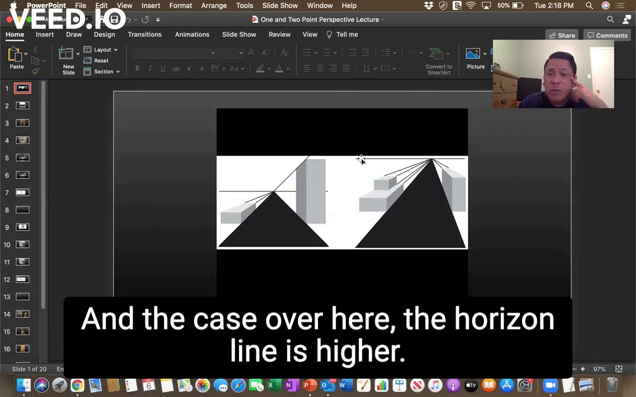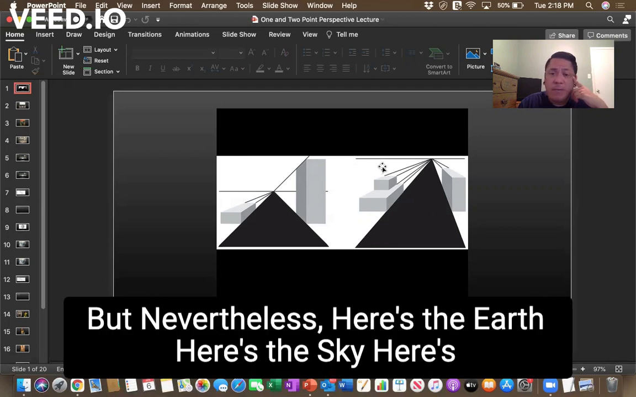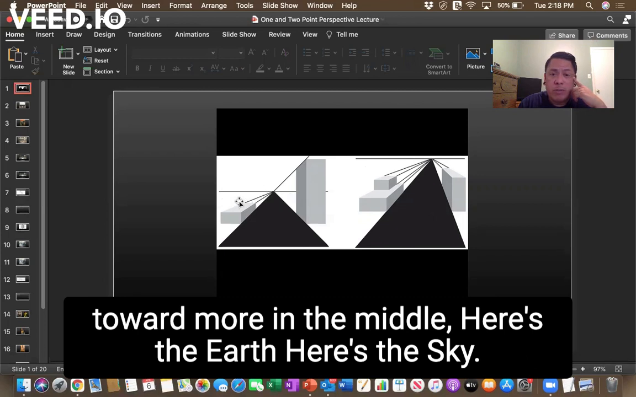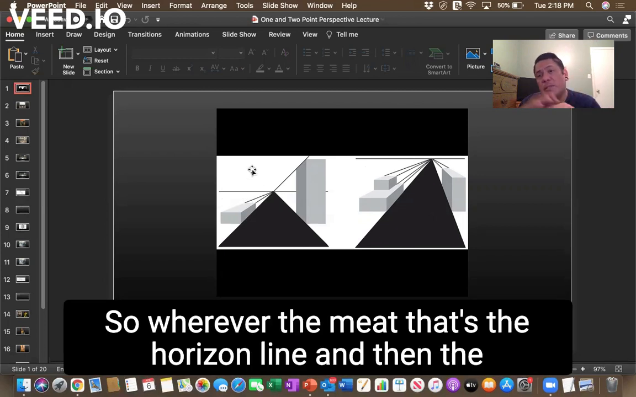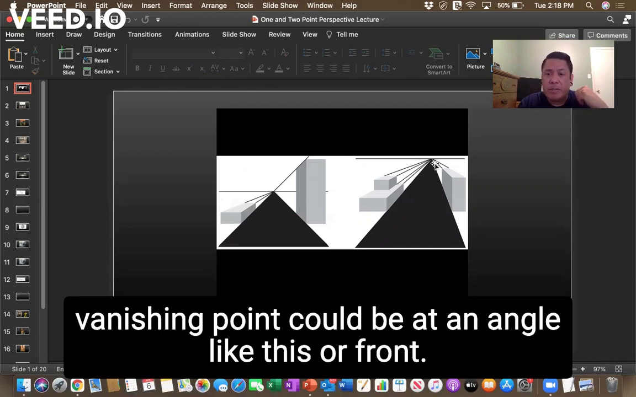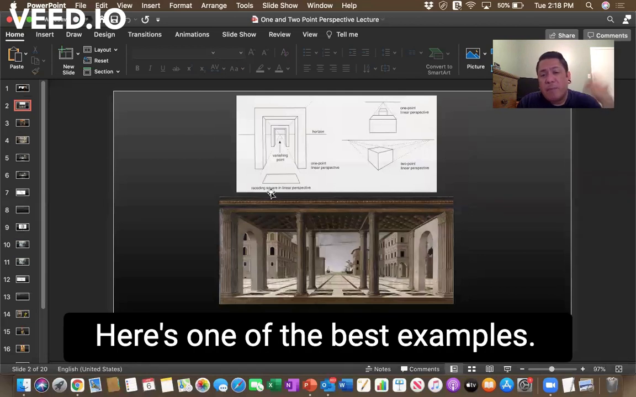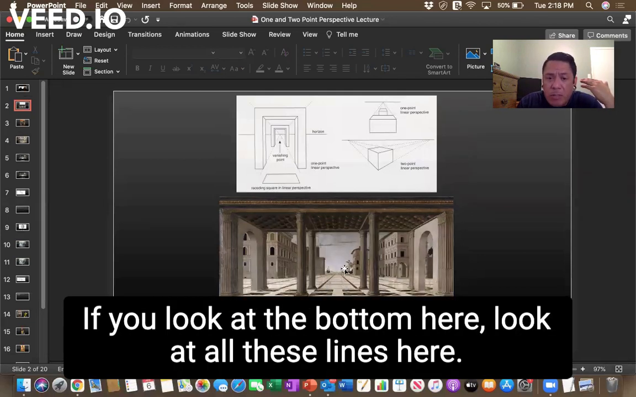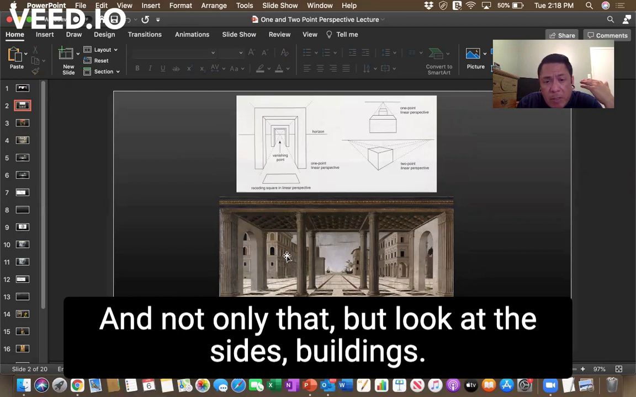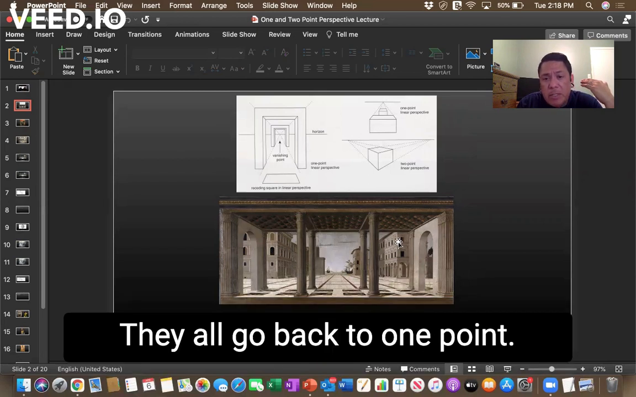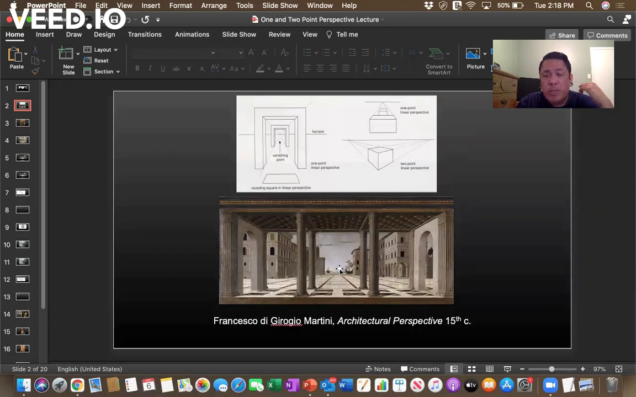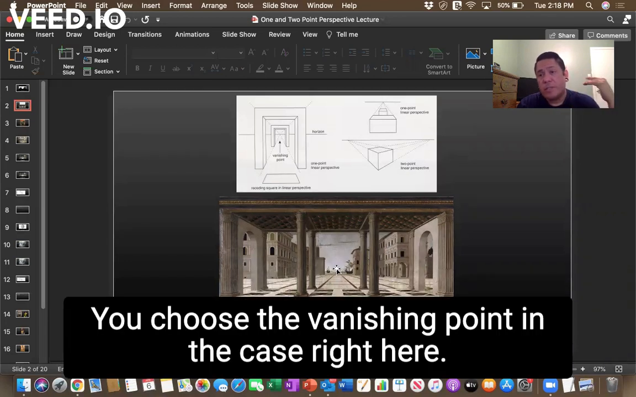In the case over here, the horizon line is higher, but nevertheless, here's the earth, here's the sky. Here, more in the middle, here's the earth, here's the sky. So wherever they meet, that's the horizon line. And then the vanishing point could be at an angle like this or frontal. Here's one of the best examples. If you look at the bottom here, look at all these lines. And not only that, but look at the side buildings. They all go back to 1 point, which is the vanishing point.